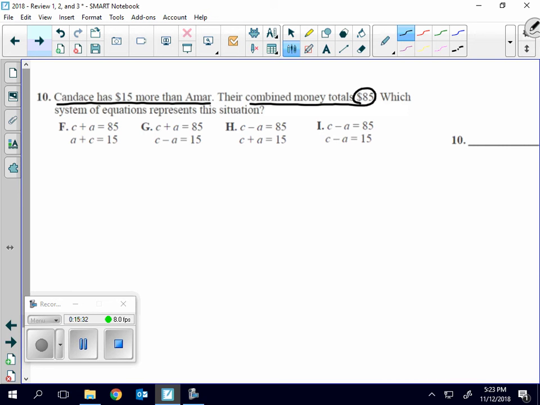Well, I think pretty much everybody can get the second equation here. Their combined money totals 85. Hopefully you know that means to add. So I would be adding Candace and Amar. So this should be something like this. C plus A, what is their combined total equal?